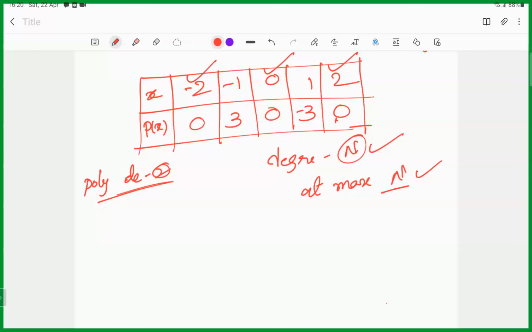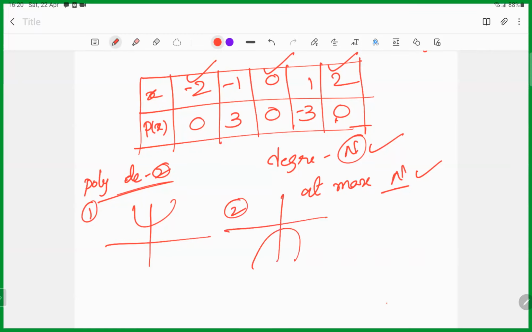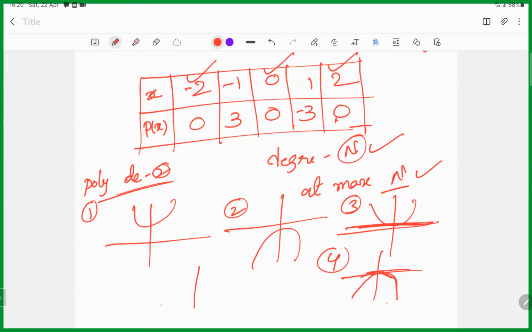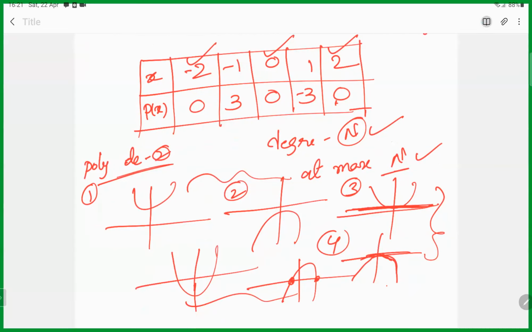So we have seen now for degree 2. Degree 2 means what is the polynomial called? Quadratic polynomial. So let's say it can be like this. So here how many zeros? No zeros. Also it can be like this. No zeros. Also it can be like this. Just touching, 1 zero. Also it can be like this. Again 1 zero. It can be like this, or like this. So these are with no zeros. These two are with 1 zero. These two are with 2 zeros. So these are the possible graphs of a quadratic polynomial.